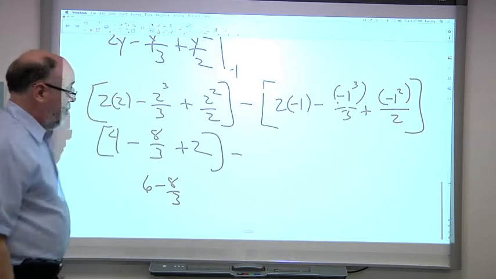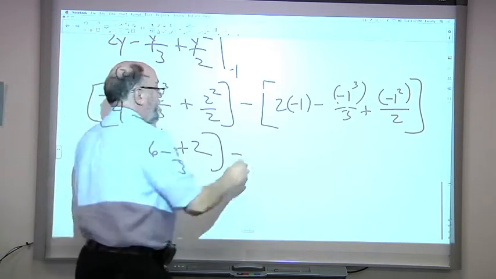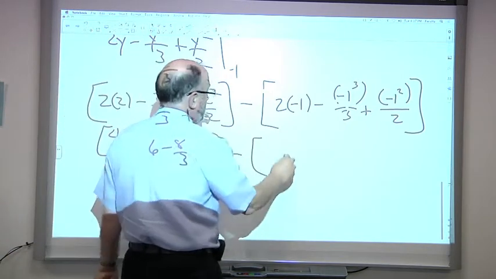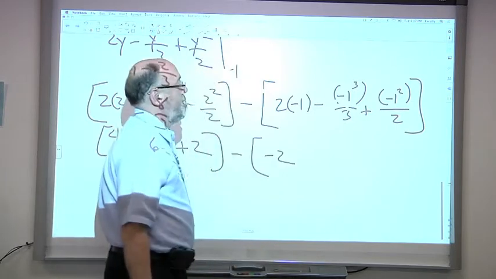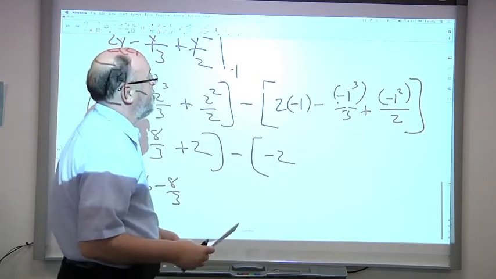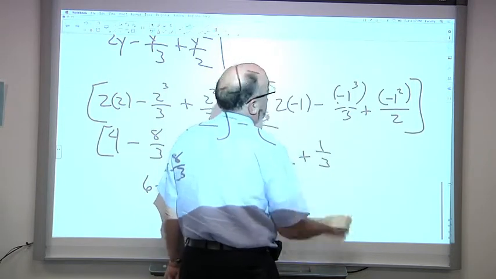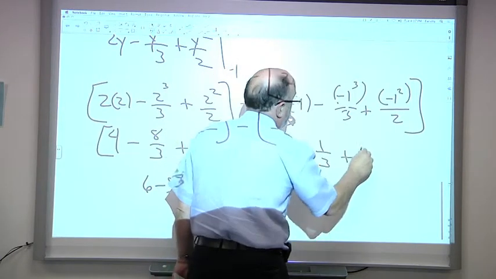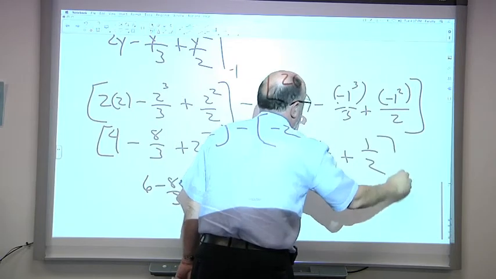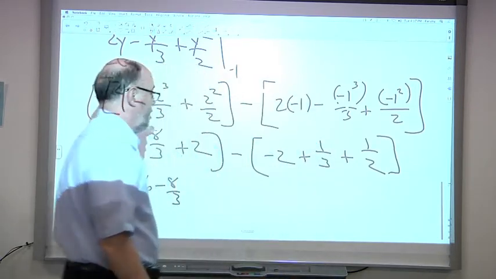Okay. Plugging in on the other side, we now get 2 times minus 1 is a minus 2. Negative 1 cubed is a negative. Minus a minus is going to make that a plus. And then this will be 1/2. Okay.